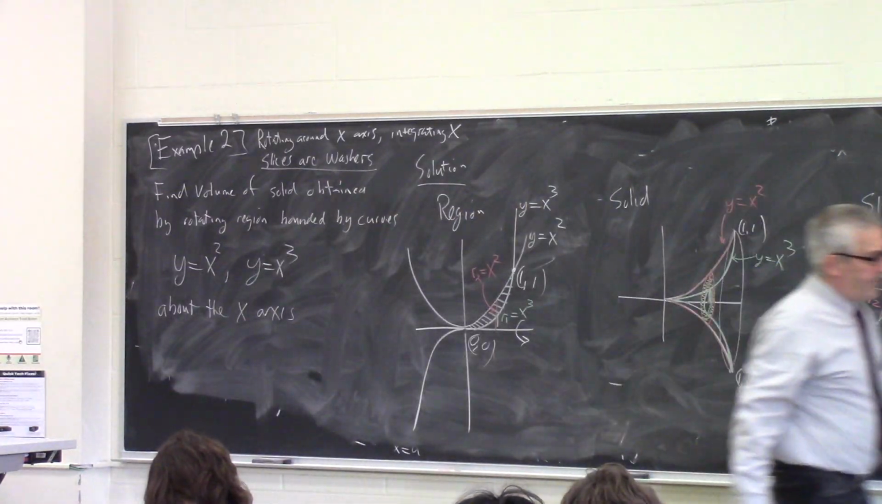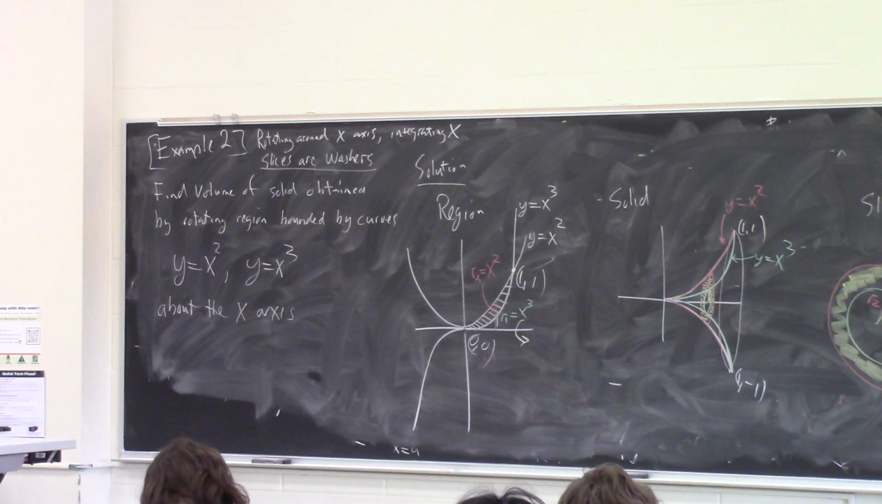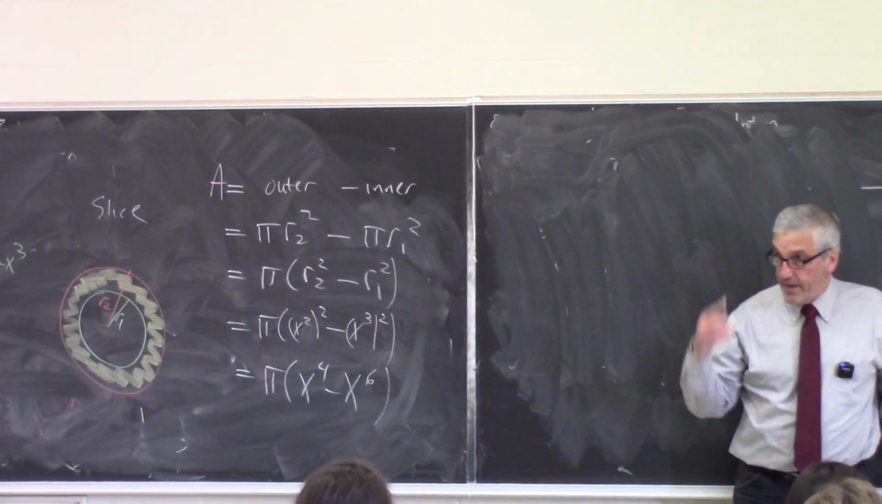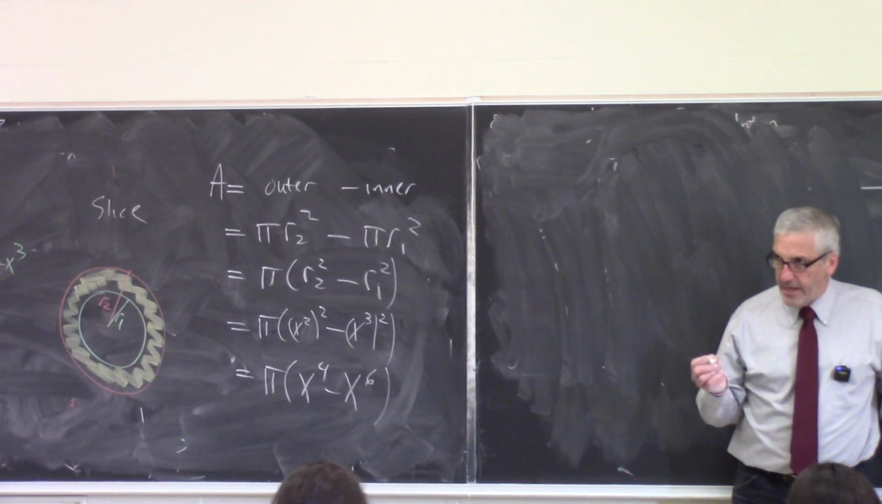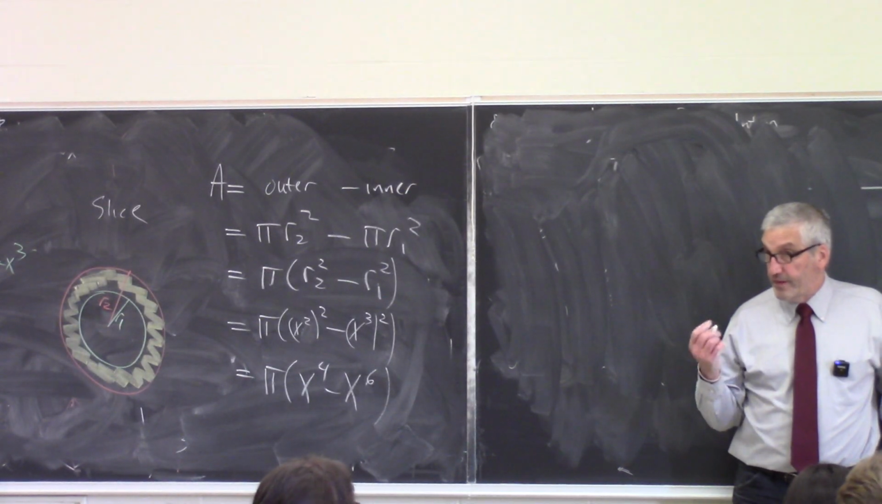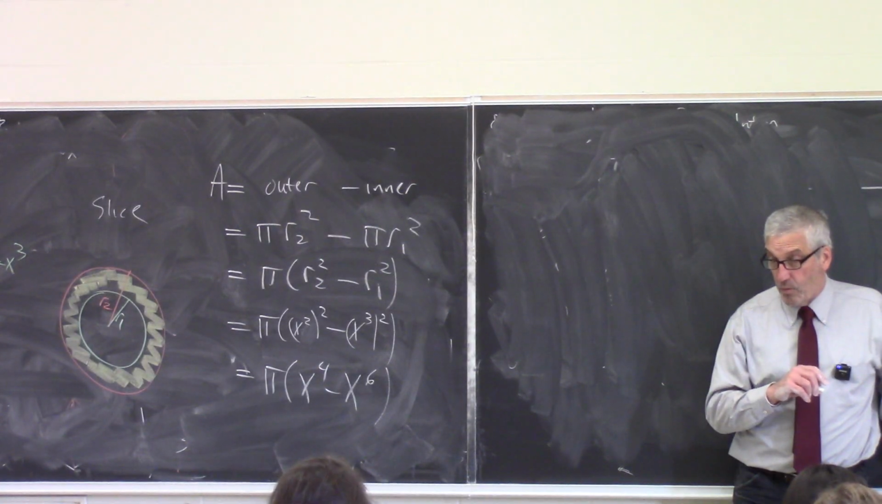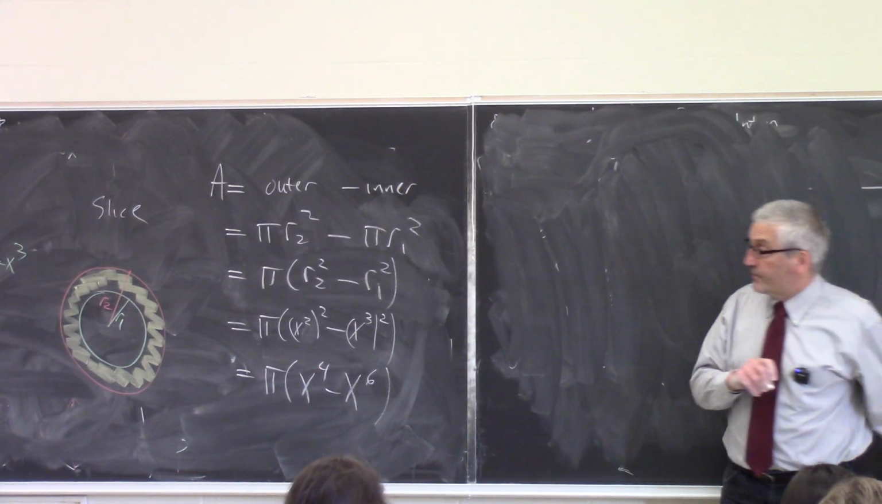So the previous example, remember I said I was going to come back and put a title. The previous example was rotating around the x-axis, integrating x, but the slices were disks. So you can go back and add that title to example one. Example one was an example where the slices were disks.